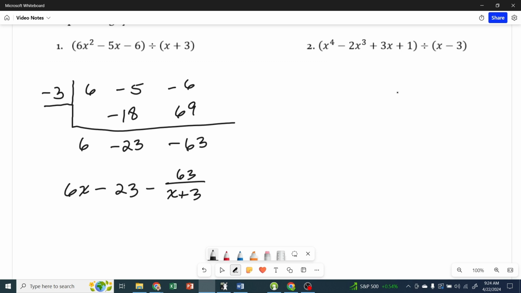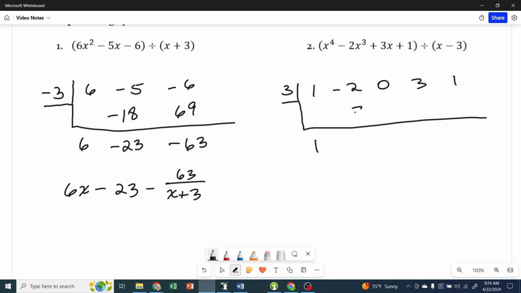Okay, this problem here, right? We're missing x squared, so we're going to have to fill in here. X minus 3, the 0 is 3, so we're going to have 3. And we've got 1, -2. We're missing an x squared, so it's plus 0x squared, 3, and then 1. Right? So 1 comes down. Now we multiply.